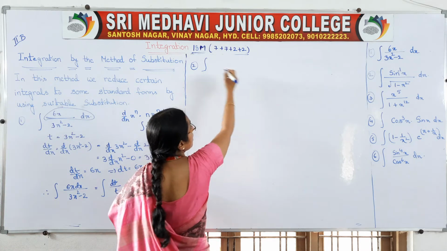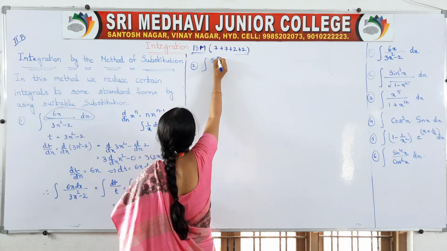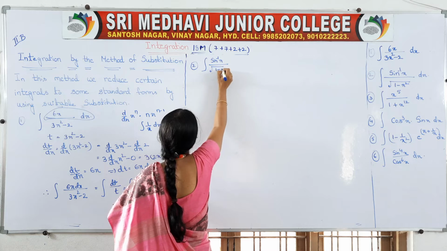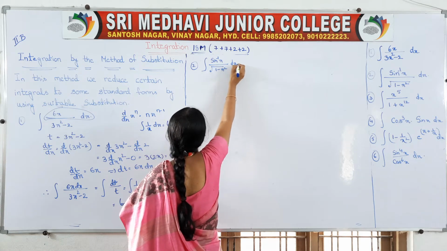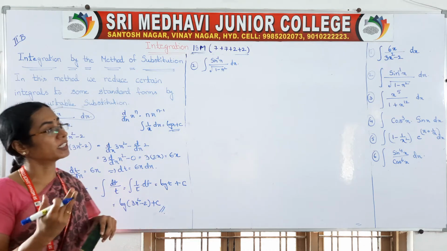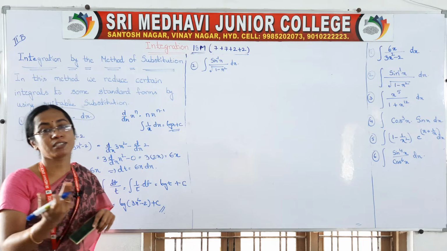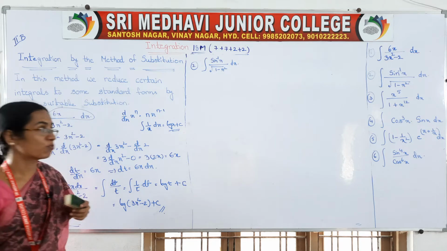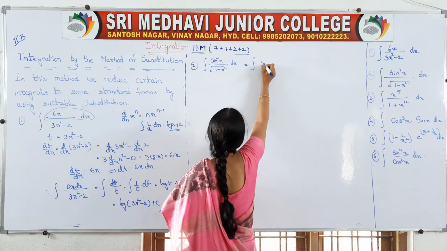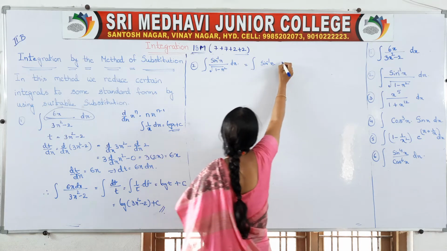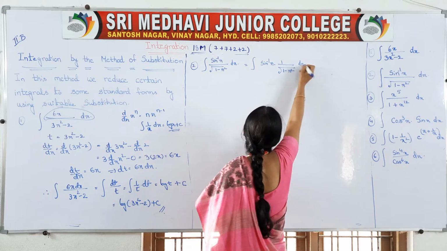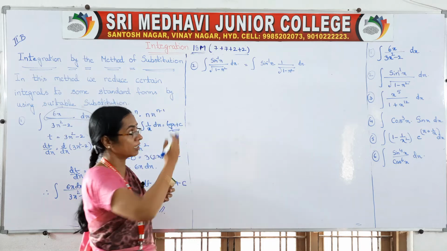Find the integral of sine inverse x by root of 1 minus x square dx. So observe carefully. If we take one value as t, we should get another value as dt. Then it will be in our standard form, right? So can we write this problem as sine inverse x into 1 by root of 1 minus x square dx? Yes, we can write definitely.